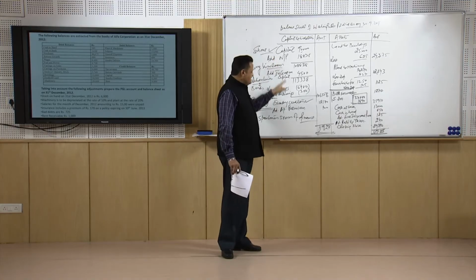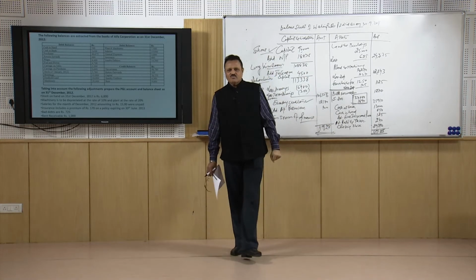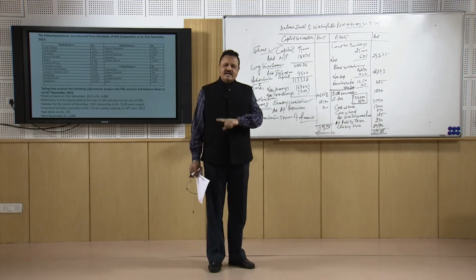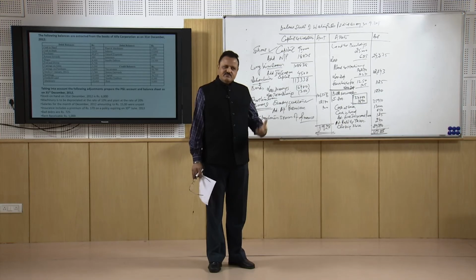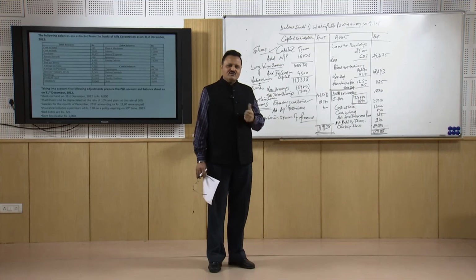Now if this side is bigger and this side is shorter, what does it mean? Your liabilities are more, your assets are less. It means we have borrowed more money from the market, including shareholders, and we do not have a proper account of that.